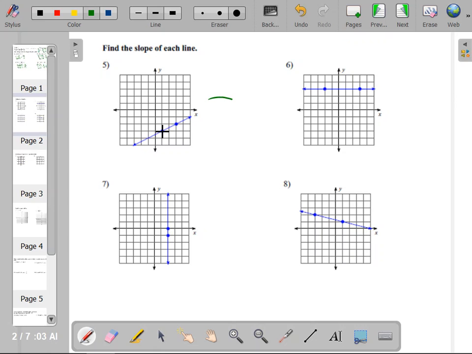So I'm going to count the rise. I have to rise to get from here to there. I have to rise 1. So the rise is 1. And then I'm going to run 2. 1, 2. So the slope is 1/2, up 1 over 2.